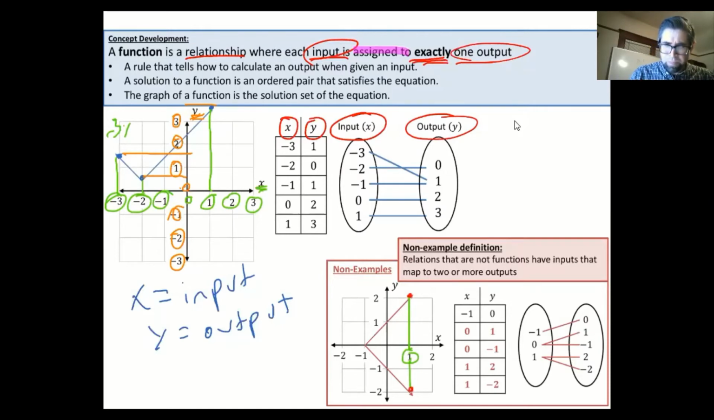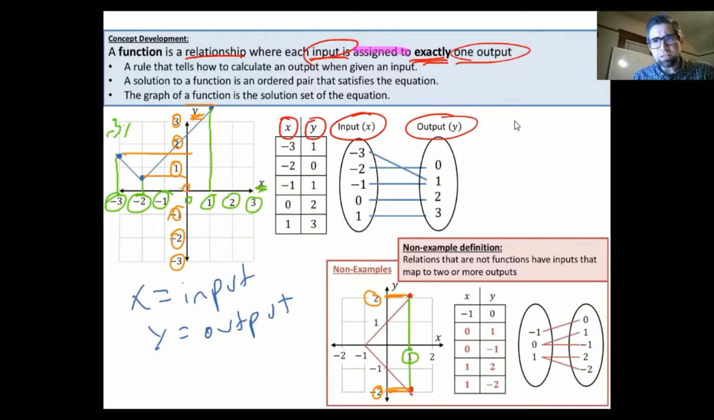of a function. A function has to have each input, 1, assigned to exactly one output. In this case, look, if I go all the way up to 2, that is my output. But at the bottom, it also goes down to -2. This is not a function because the input 1 is assigned to two different outputs rather than one specific output. So the non-example is not a function because the input 1 has two different outputs. All right, that makes a lot of sense here.